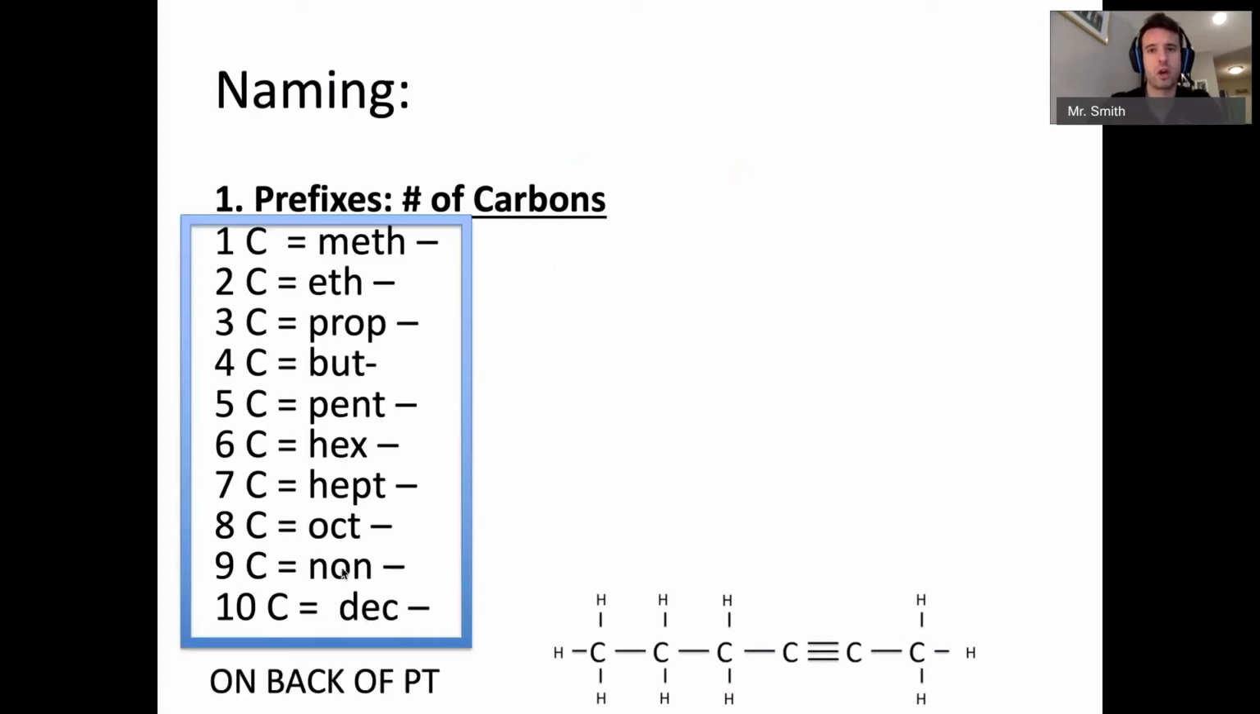Oh, but actually they're on the back of the periodic table. So if you have a periodic table, add those. Or if you don't have a periodic table, I would add those. If not, just take a look, make sure that they're there.